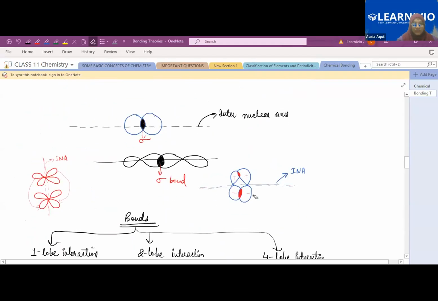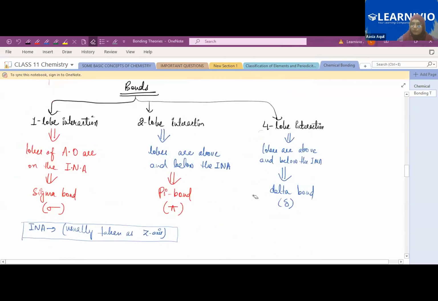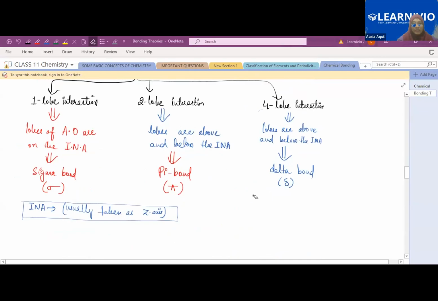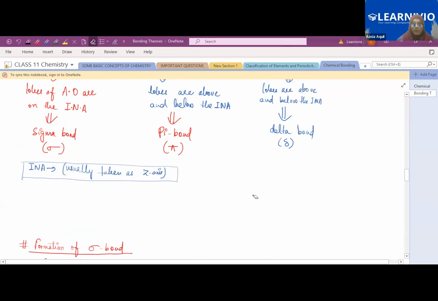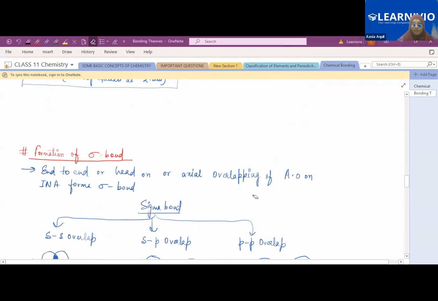Okay, then we discussed the types of bond: one lobe interaction, two lobe interaction, four lobe interaction, right? The types of bond, which are sigma bond, pi bond, and delta bond. This one is very, very important.